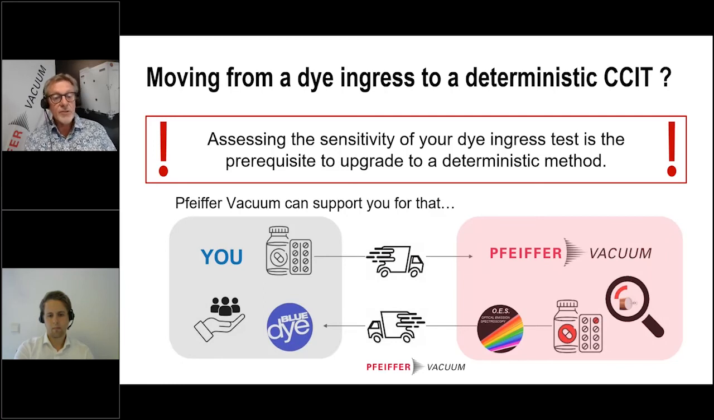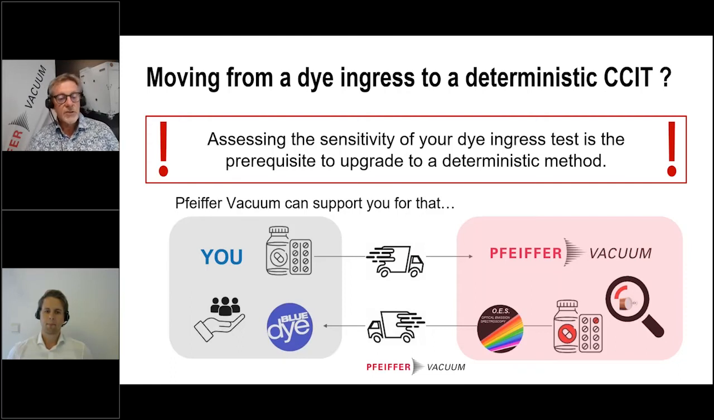You, as a pharma customer, can send us samples. We can create defects using microtubes. It's quite easy to manipulate microtubes on these samples. We can make a different diameter, different geometry. We can measure these leaky samples, positive control, with OES, for example, the deterministic method.